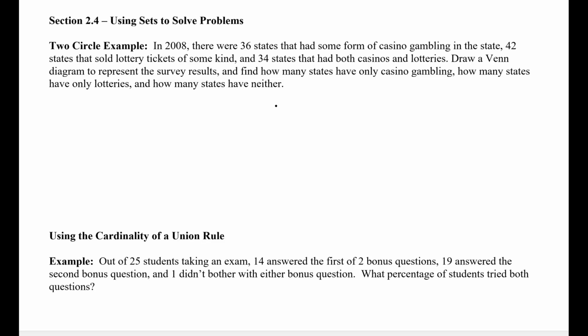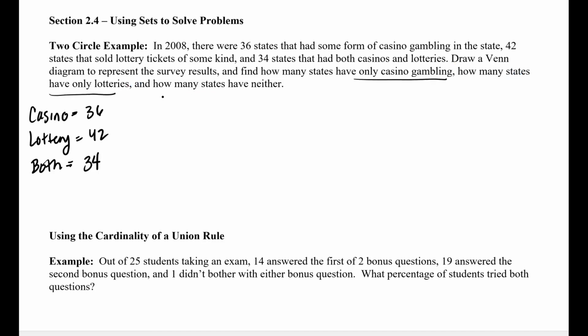So in 2008, there were 36 states that had some form of casino gambling in the state. So I'm just going to write a little note: casino, 36 states. 42 states sold lottery tickets of some kind. So lottery, 42. And then 34 states had both casinos and lotteries. So I'm going to write both is going to be 34. And then we're drawing a Venn diagram to represent the results, and then they want us to find how many states have only casino gambling, how many have only lotteries, and how many states have neither.